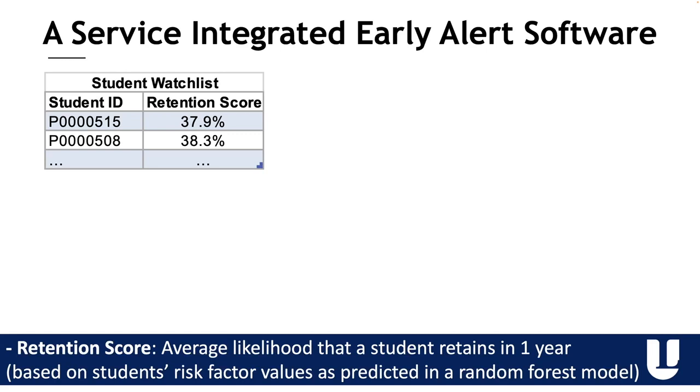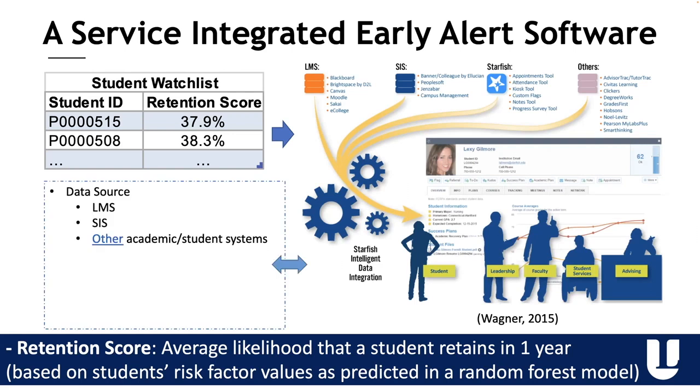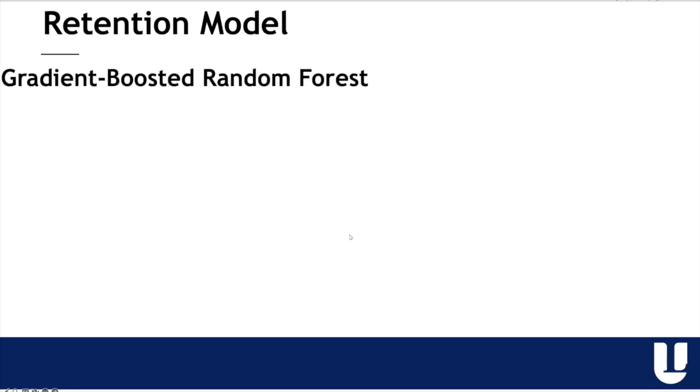To understand how the retention score is calculated, please look at a summarization of the working flow of this software. First, the software is connected to the learning management system, student information system, and other systems like the admission system. Thus, the software has access to students' course data and demographic data. Based on those data sources, a model is built to predict each student's retention score. Students with a low predicted retention score then will be sent to student services teams on campus to identify and support these students proactively.